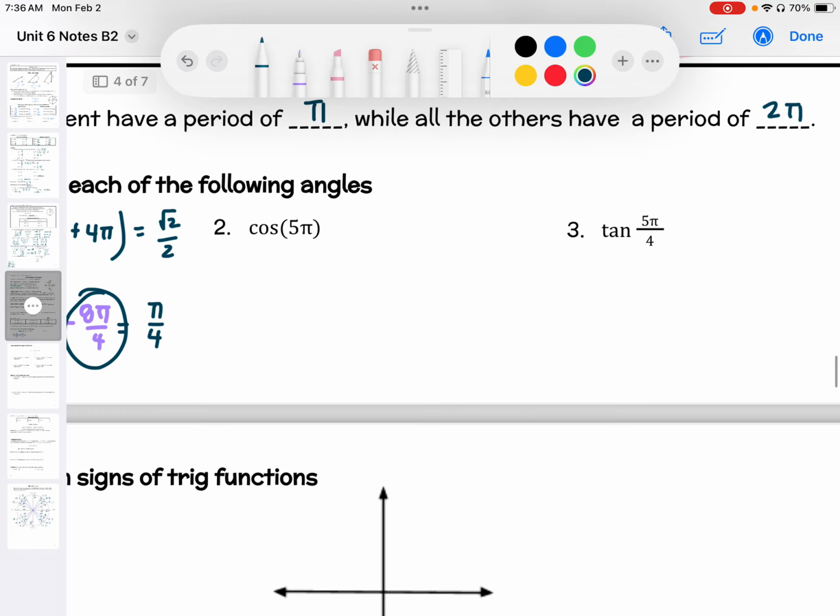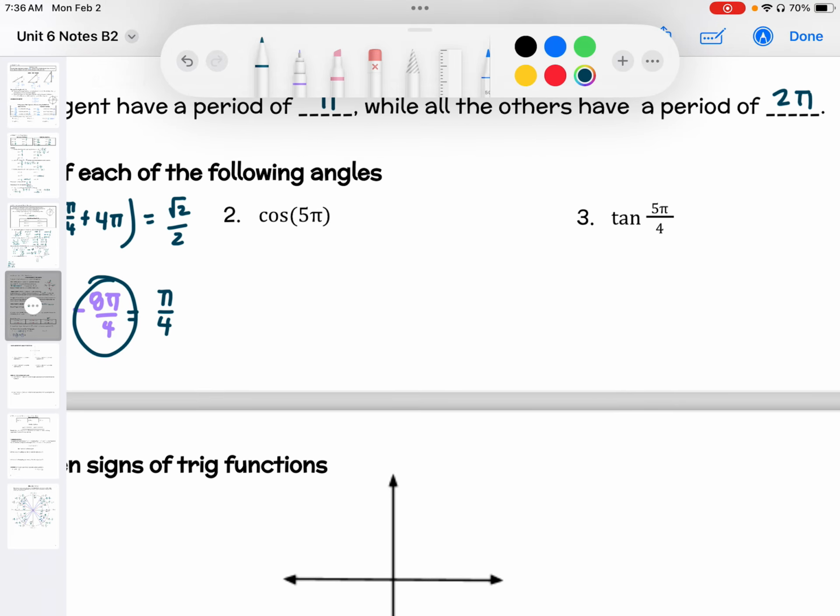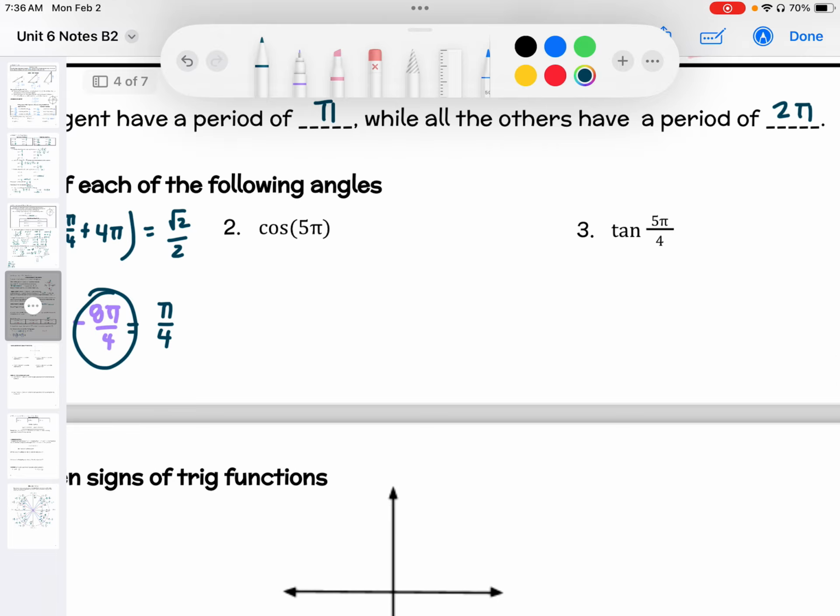Okay, so for cosine of 5 pi, again, I'm thinking I don't have 5 pi on the unit circle, so I'm going to try to subtract full periods. So I could subtract 2 pi. I don't have to get a common denominator because it's not a fraction, so that would be 3 pi. Subtract 2 pi again, and I would get pi.